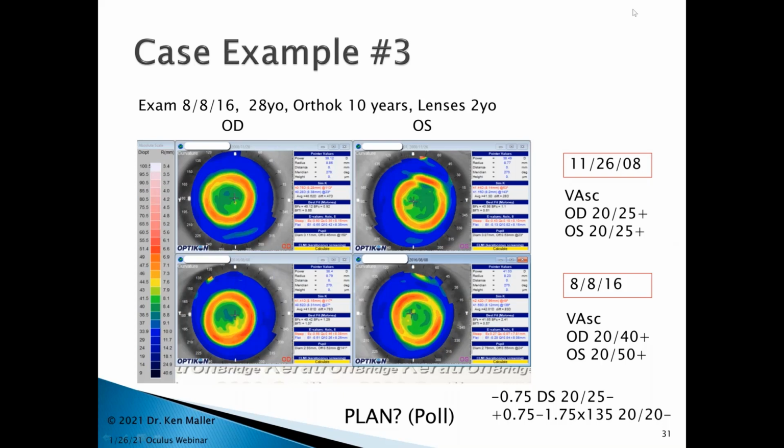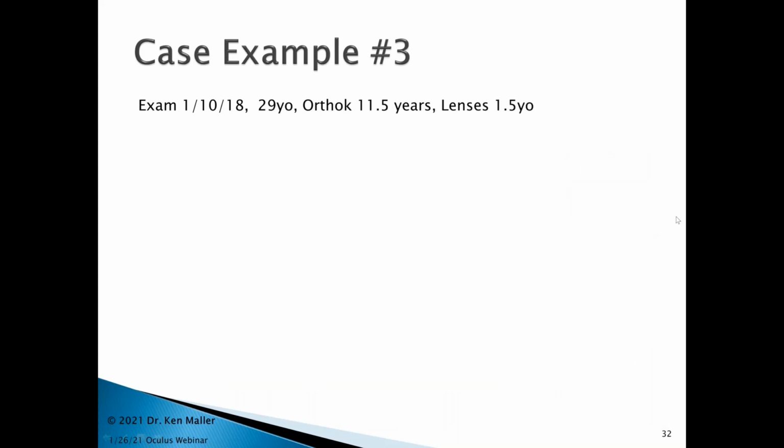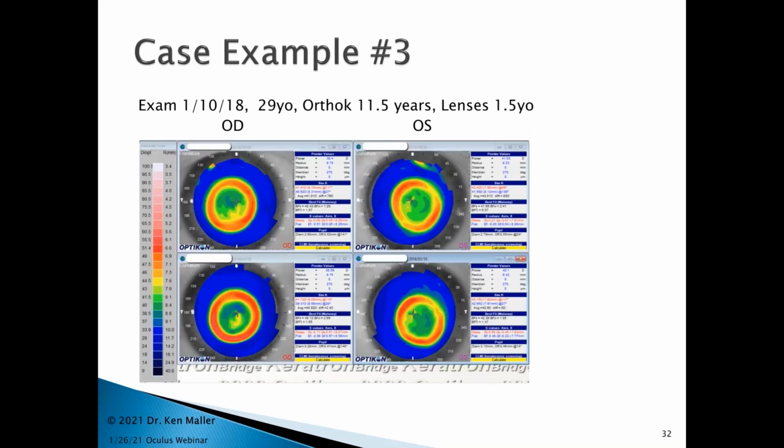What I did was exactly what 2/3 of you said: I just duplicated the pair and moved on with mine and her lives. So let's get this forward here. So she comes in at 18. She's now 29 years old. The duplicate pair now is about 1.5 years old. She's been in Ortho-K now for 11.5 years.